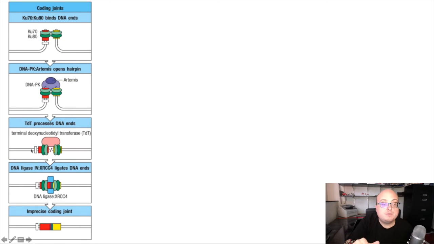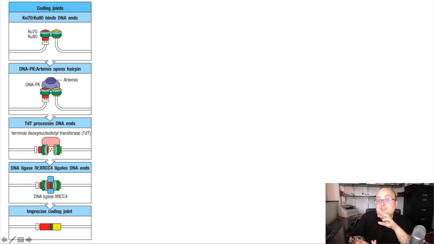The next enzyme in this process, TDT, or terminal deoxynucleotidyl transferase, comes in and adds nucleotides. It kind of fills in some holes, and it also adds some random nucleotides to both ends of the DNA, so both to the end of the J segment and the end of the V segment here.